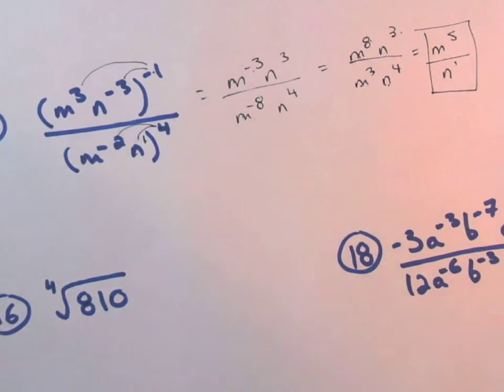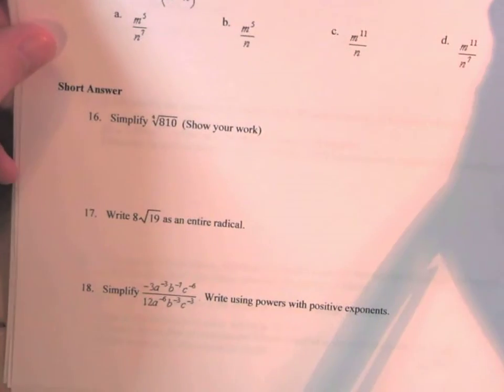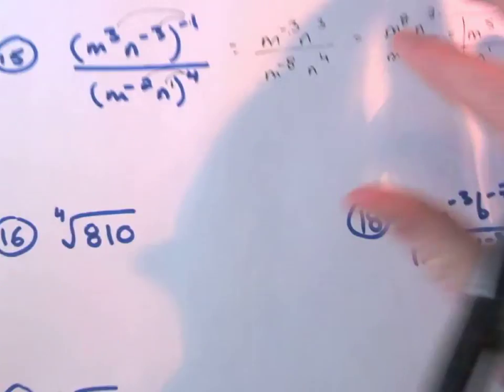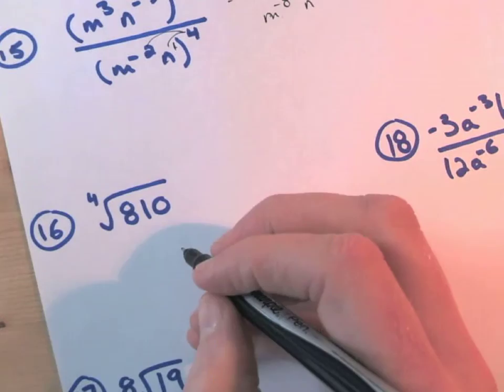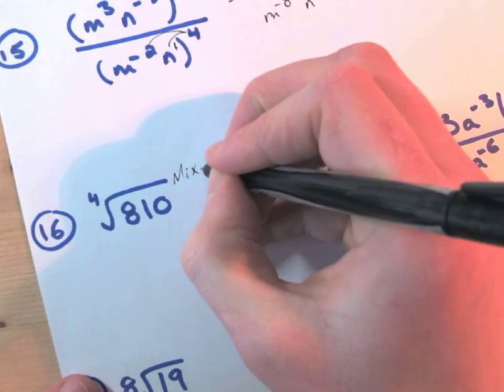Now we're on to short answers. So if you look on your practice test, it looks like this. We just have the 3 questions there, and that's the end of this video. So the 4th root of 810, it's saying simplify, or write as a mixed radical.